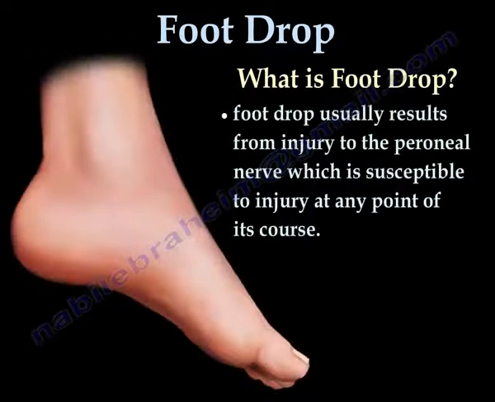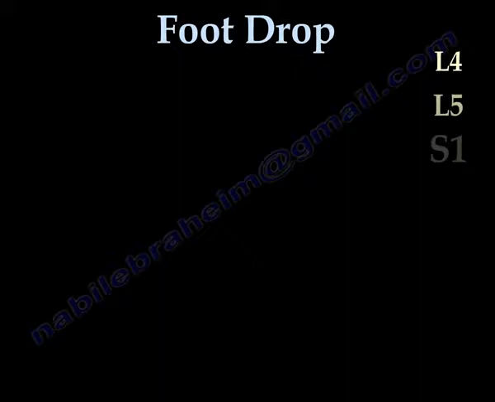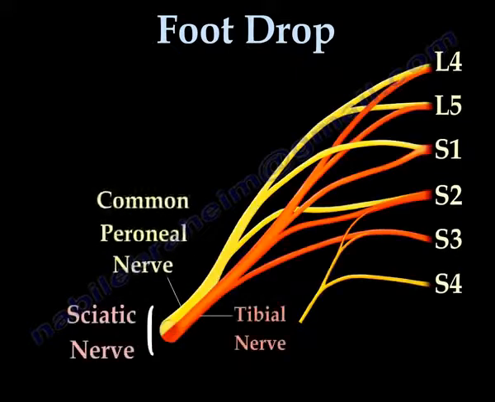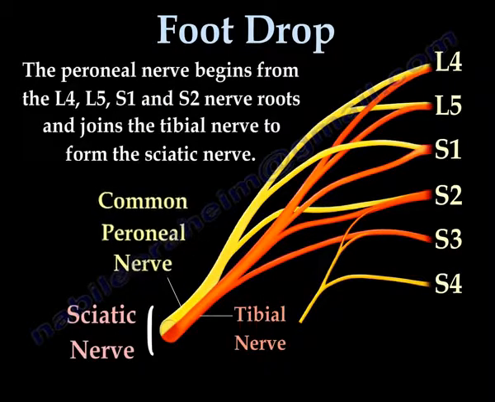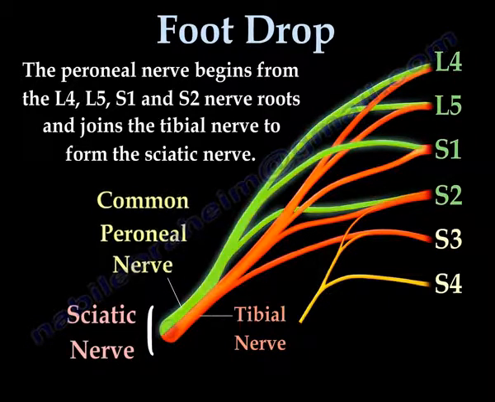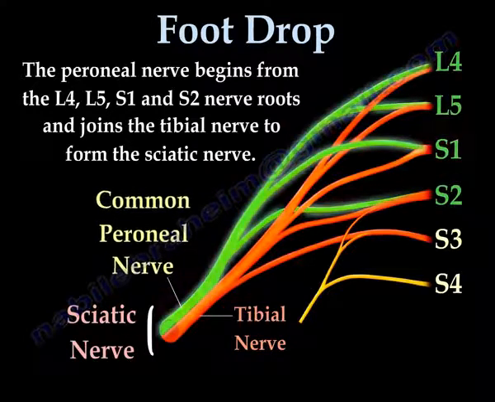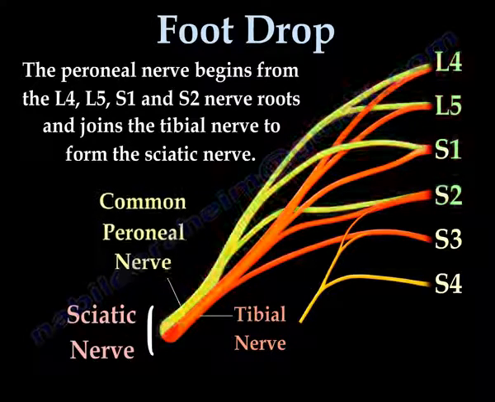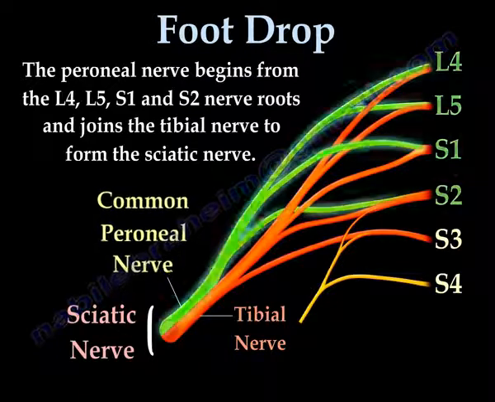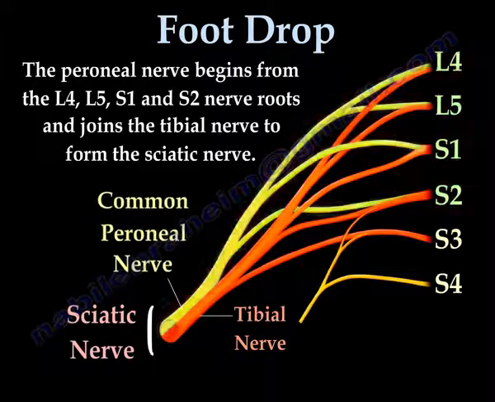The foot drop usually results from an injury to the peroneal nerve, which is susceptible to injury at any point of its course. The peroneal nerve comes from the lumbosacral plexus. It comes from L4, L5, S1, and S2, and they join with the tibial nerve to make the sciatic nerve. The common peroneal nerve is the one that gets injured, and we get the foot drop because of its injury.